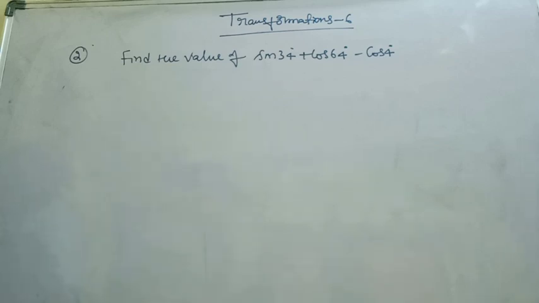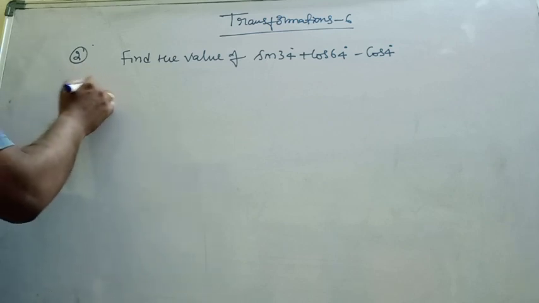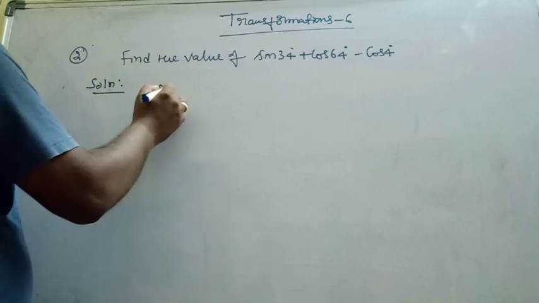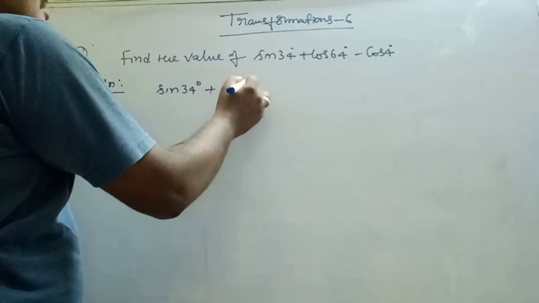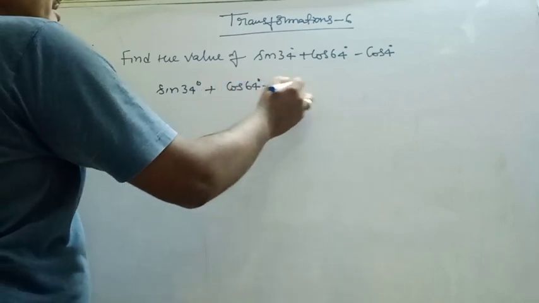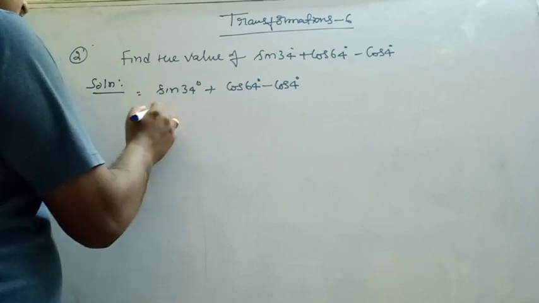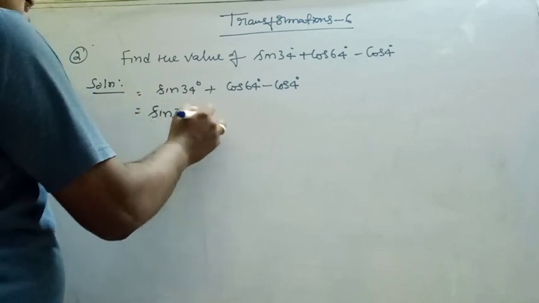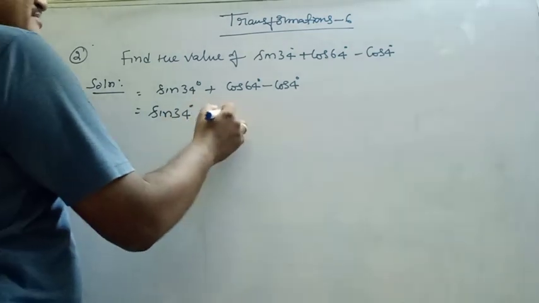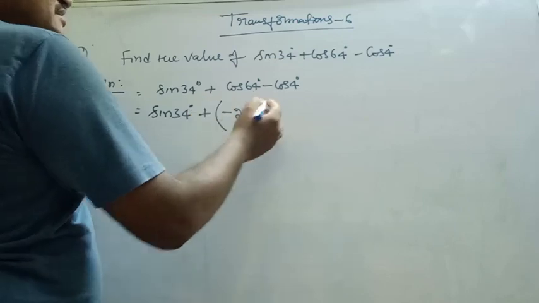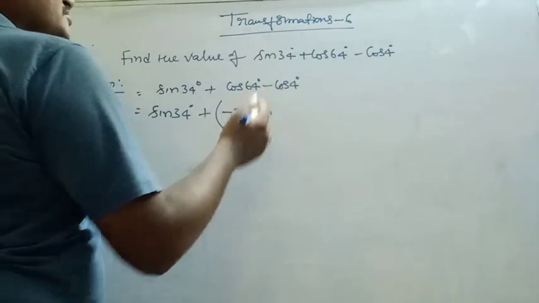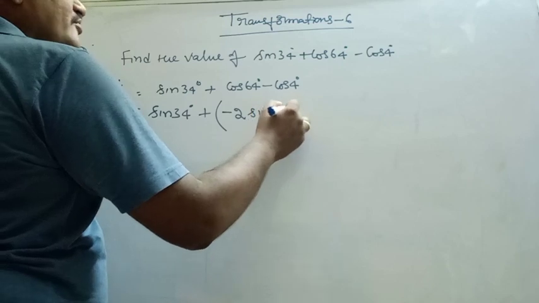Now see here the second one, find the value of sin 34 plus cos 64 minus cos 4 degrees. What we do is this: in this we have sin 34 degrees, and cos 64 degrees minus cos 4 degrees, which is cos C minus cos D. That is nothing but minus 2 sin of C plus D by 2, 64 plus 4, 68 by 2, that is 34 degrees.